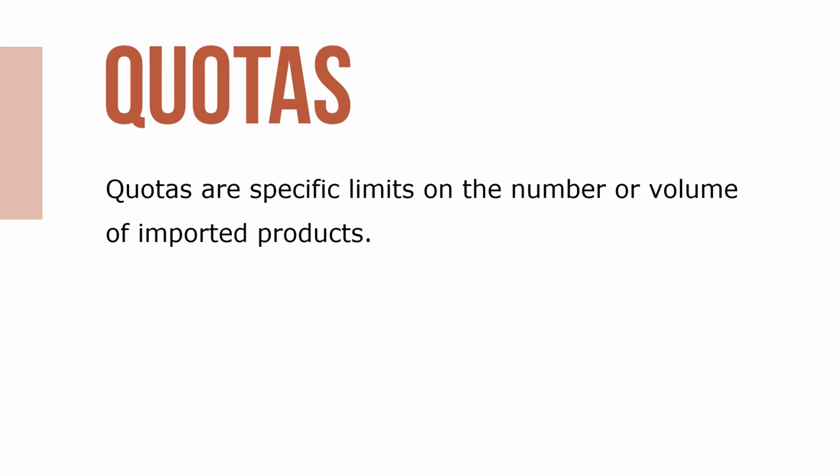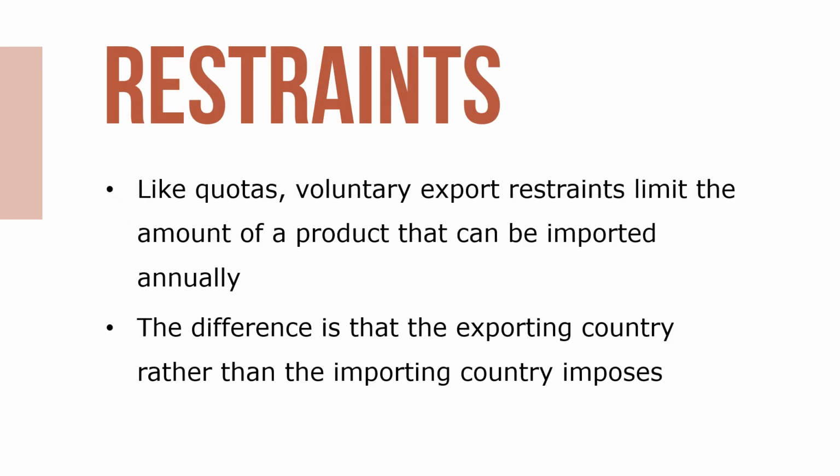For example, the Chinese government only allows 34 imported movies per year. Like quotas, voluntary export restraints limit the amount of a product that can be imported annually. The difference is that the exporting country, rather than the importing country, imposes restraints. Usually, however, the voluntary offer to limit export occurs because the importing country has implicitly threatened to impose quotas.